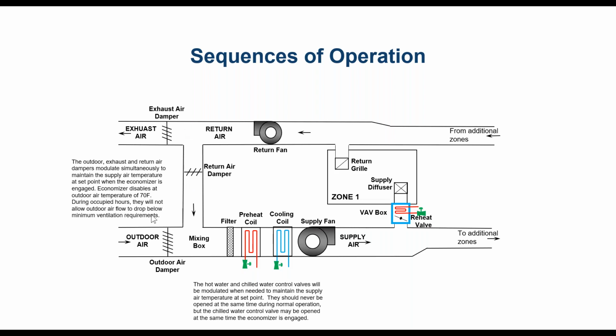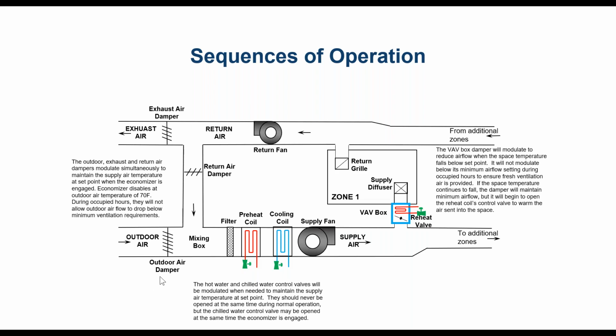Okay, so we have these dampers. We have a control valve on the preheat coil and a control valve on the cooling coil. Three different mechanisms that are going to be operated kind of in sequence to maintain supply air temperature at set point. So let's talk about what's going on at the zone level. The VAV box has two components: a modulating damper and a reheat valve on the reheat coil. So the VAV box damper will modulate to reduce the airflow when the space temperature falls below set point.